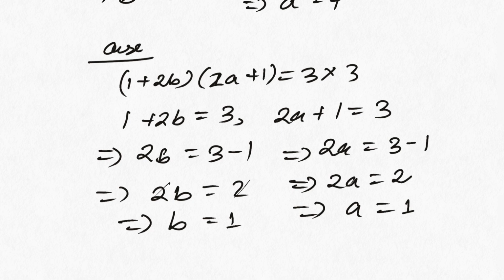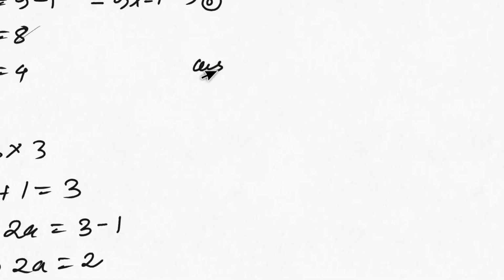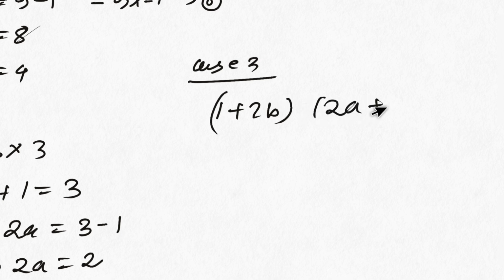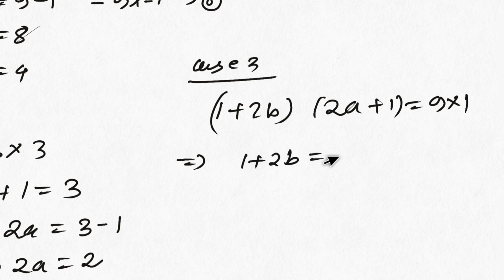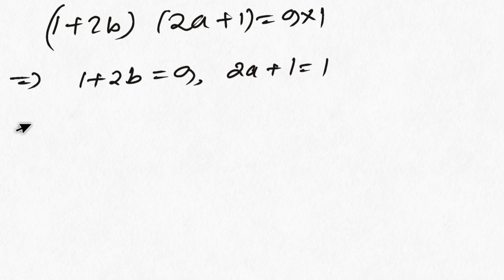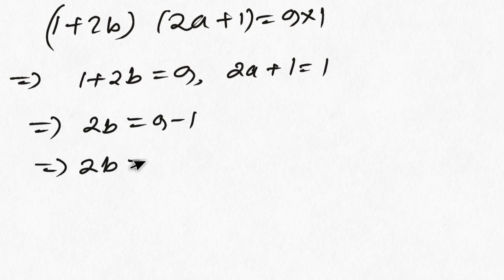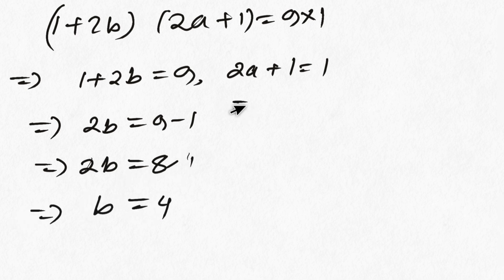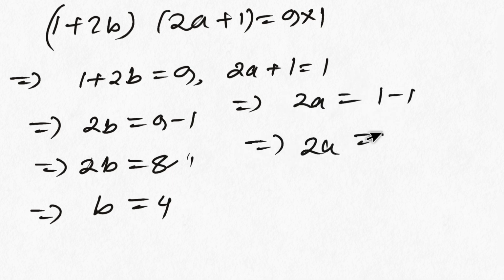For case 3, we have the quantity 1 plus 2b times the quantity 2a plus 1 equals 9 times 1. So 1 plus 2b equals 9, and 2a plus 1 equals 1. Subtracting 1 gives 2b equals 9 minus 1, which is 2b equals 8. This means b equals 4. For the a equation, 2a equals 1 minus 1, so 2a equals 0, giving us a equals 0.